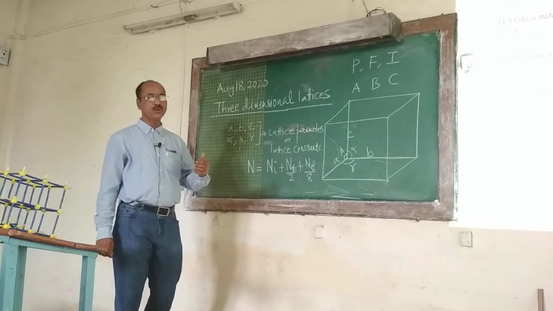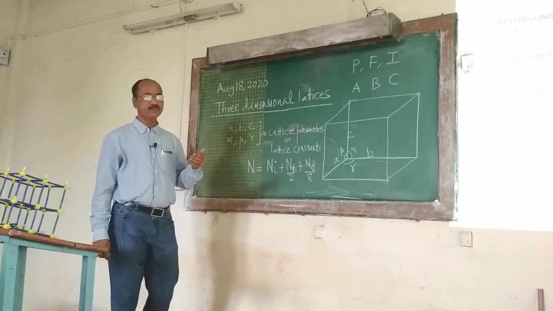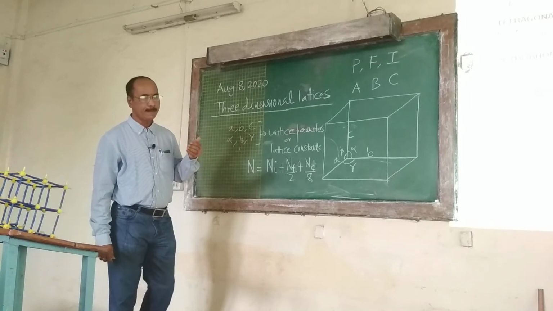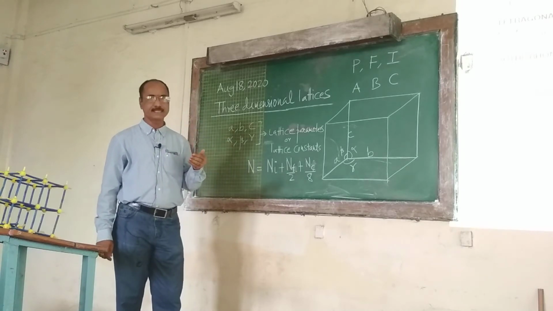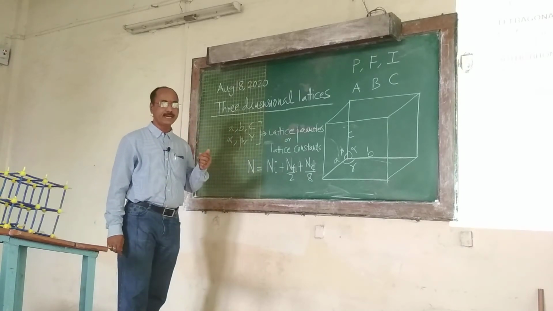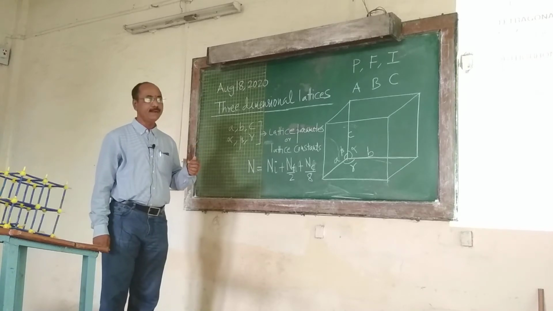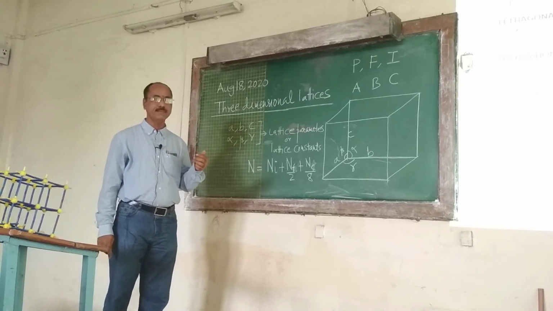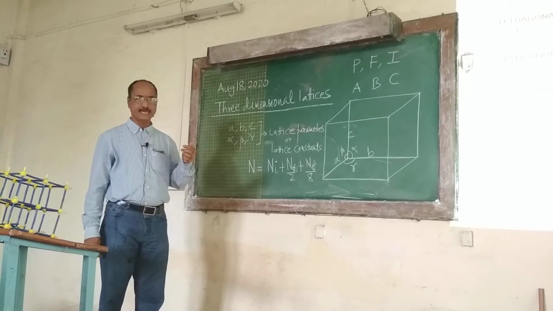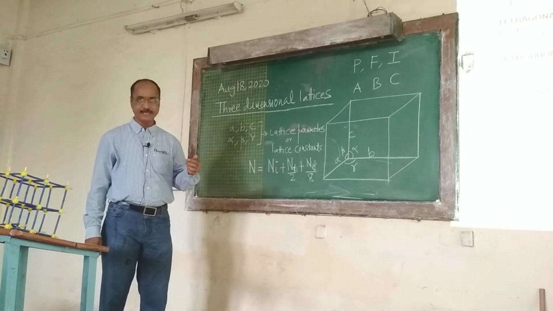So, in the two-dimensional crystal system, as we have studied, there are 4 crystal systems and 5 Bravais lattices. They are oblique, rectangular, square and hexagonal. And the rectangular crystal system has 2 Bravais lattices, rectangular primitive and rectangular centered.